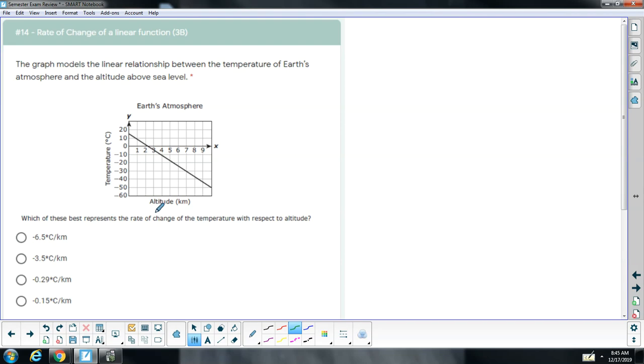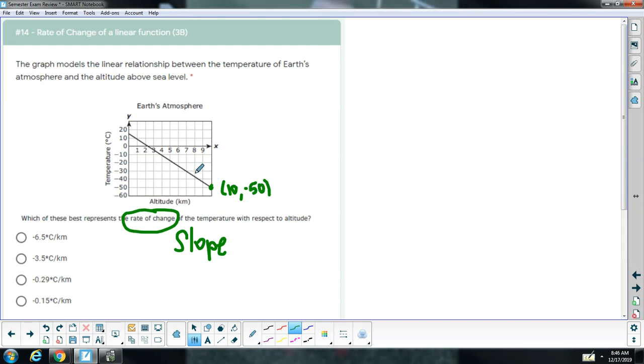14, again, rate of change. This means slope. We had a question like this earlier. All I'm looking for is the slope. Okay, this time I'm not given points. I'm given a graph here. So what I'm going to do is try to find some points that look about right. So this would be 10, comma, negative 50.